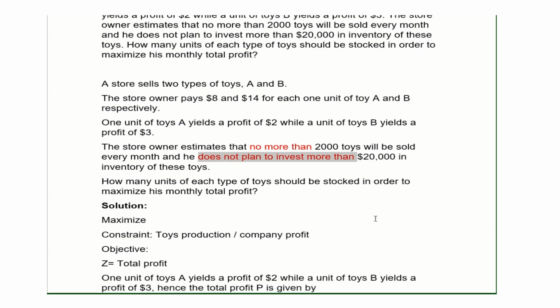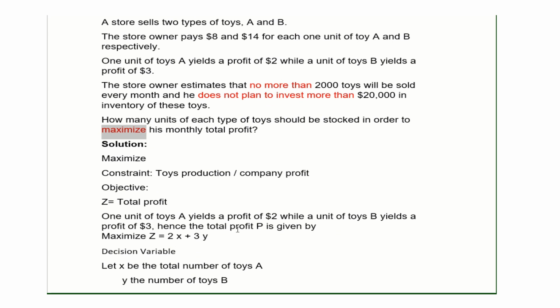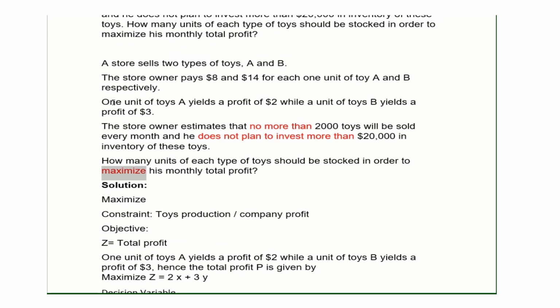So for this, after reading the question, the first thing you have to identify is whether it's a maximization or minimization. From the question itself, you have to maximize the profit. They mentioned it is a maximization, so I have to write out the maximize objective: toy company profit. The objective is equal to total profit. So what is the total profit? In the question, one unit of toy A yields a profit of $2, while a unit of toy B yields a profit of 3.